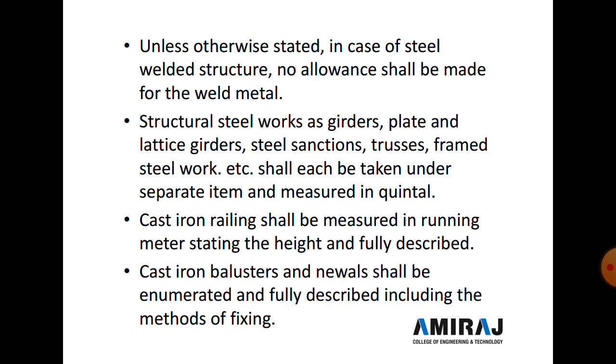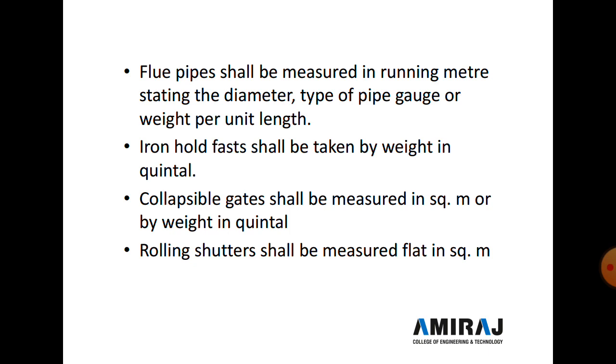Cast iron railings shall be measured in running meters, stating the height and fully described, and cast iron balusters and newels shall be enumerated and fully described, including the method of fixing. Next, flue pipe shall be measured in running meters, stating the diameter, type of pipe, gauge or weight per unit length. Iron hold fast shall be taken by weight in quintals. Collapsible gate shall be measured in square meters or by weight in quintals. And the last one, rolling shutter shall be measured flat in square meters.